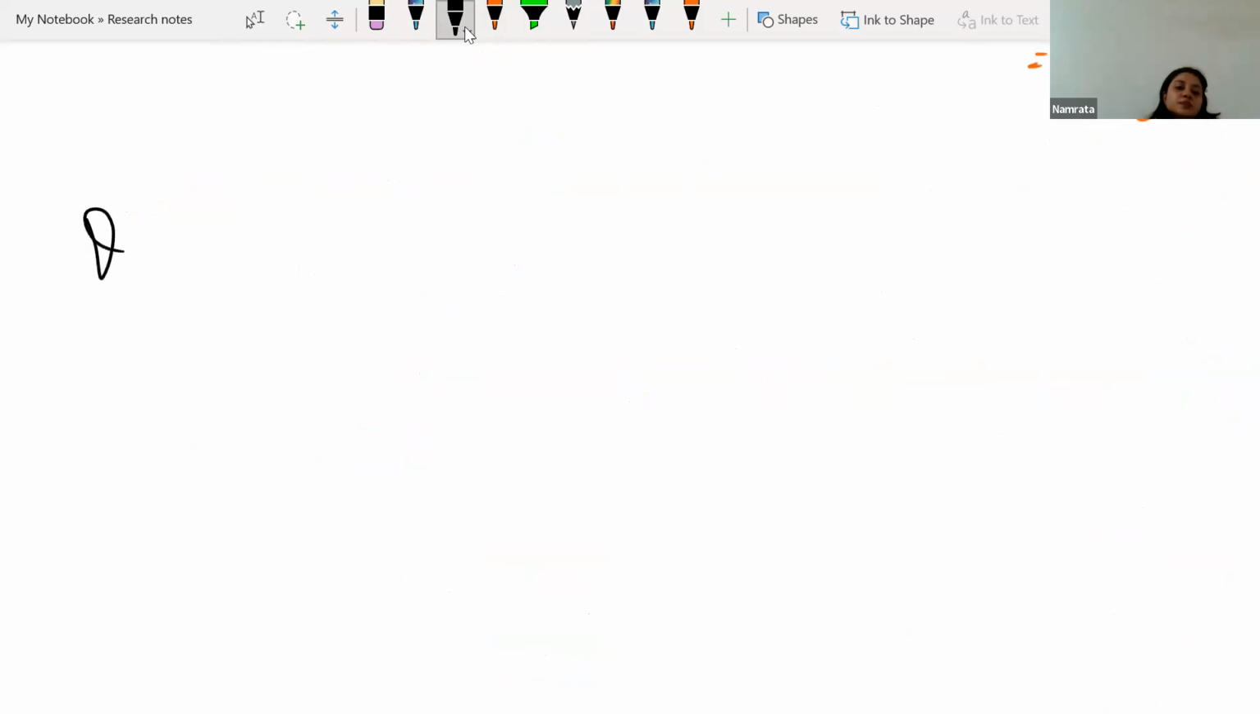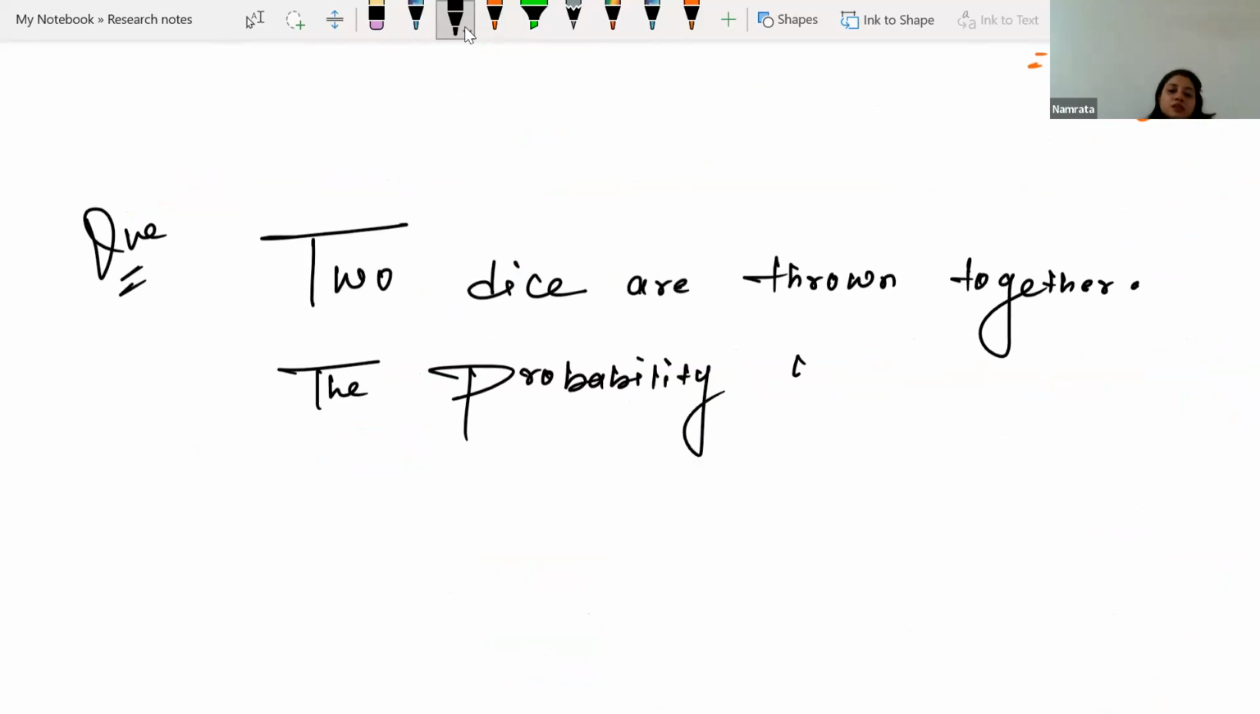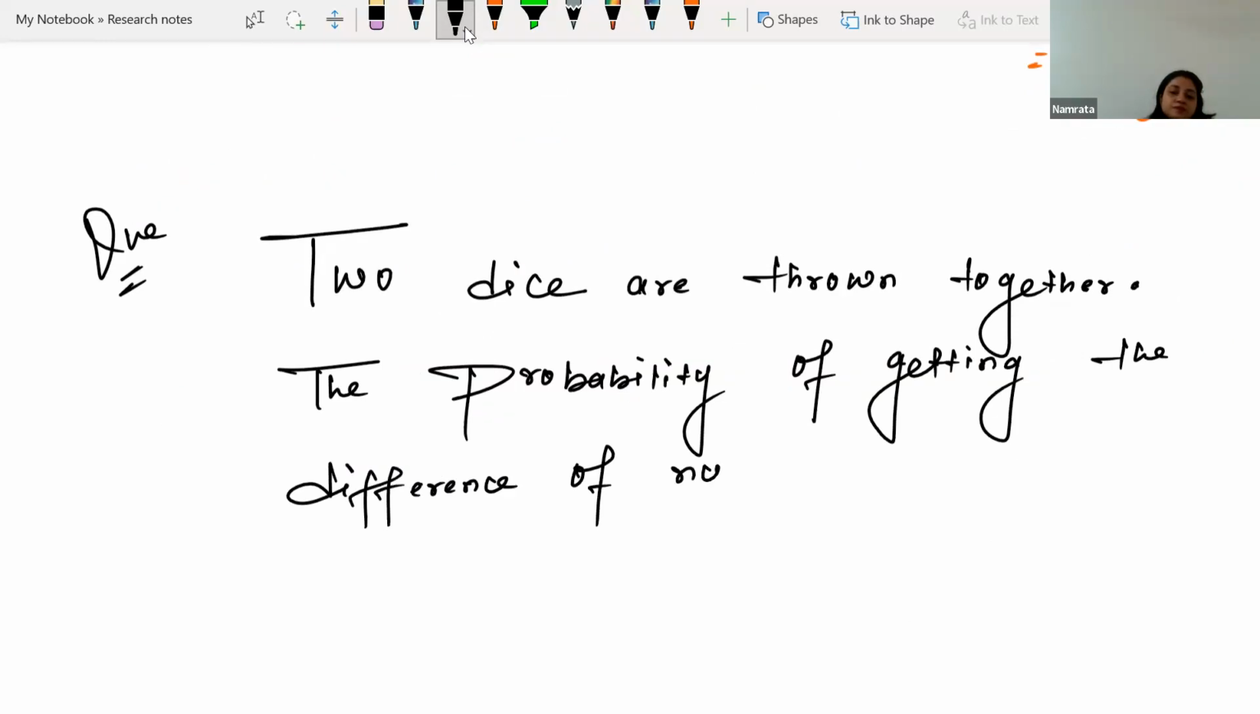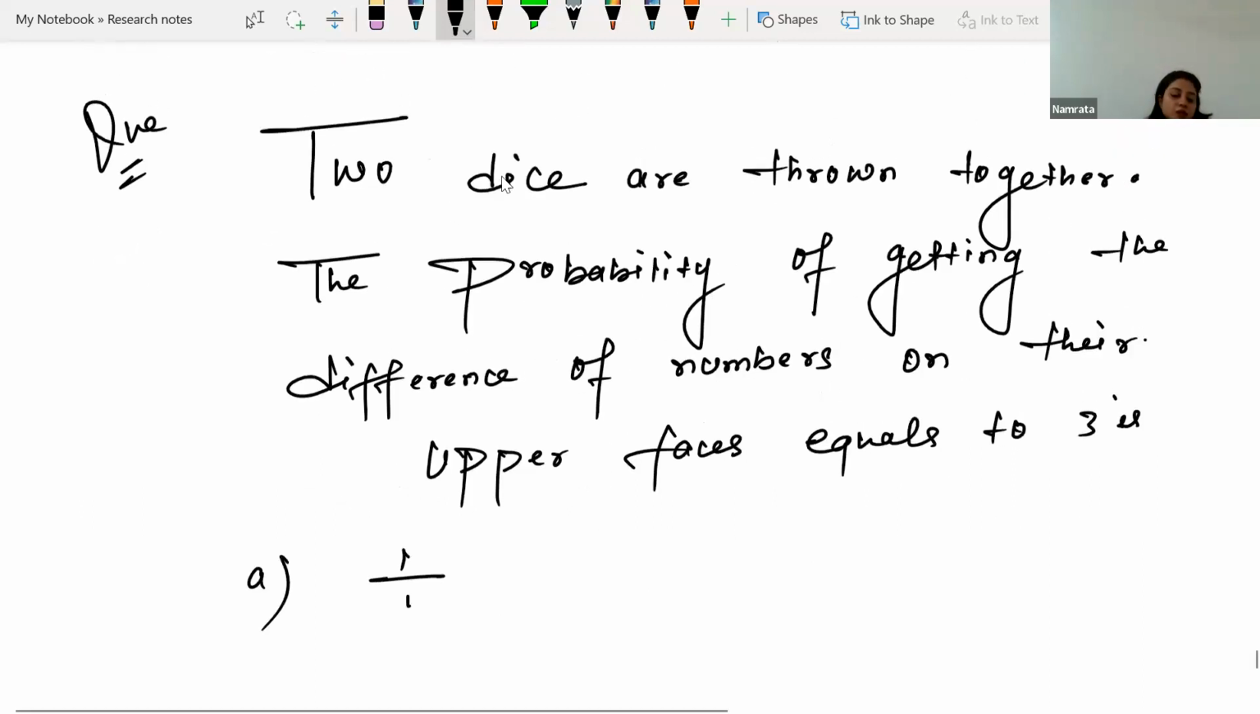So the next question is: two dice are thrown together, the probability of getting the difference of numbers on their upper faces equals to 3 is option A 1 by 9, option B 2 by 9, option C.